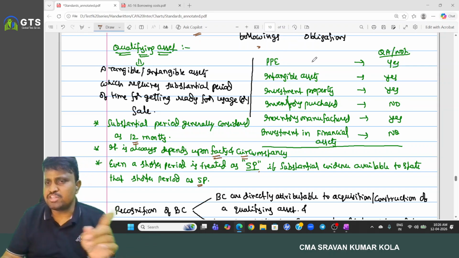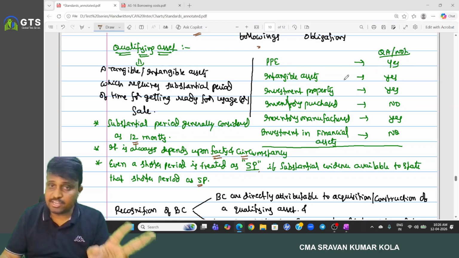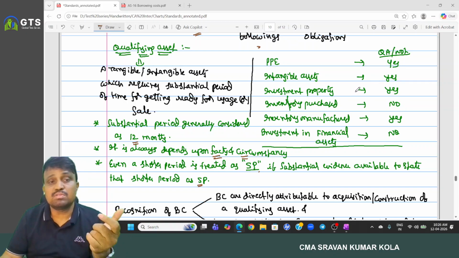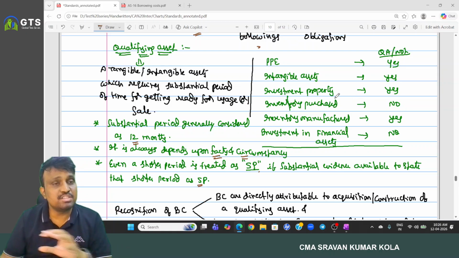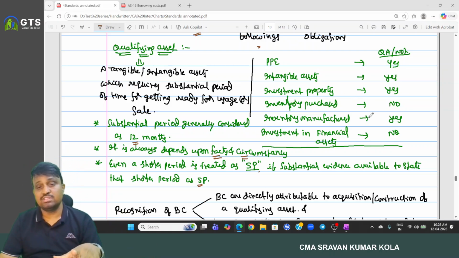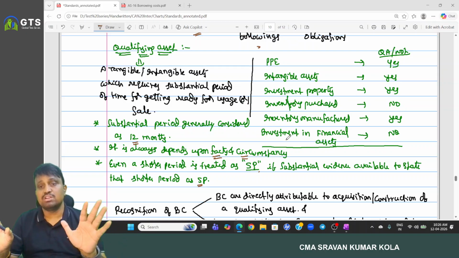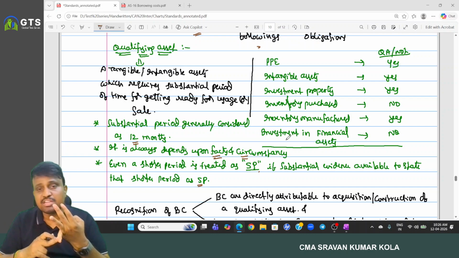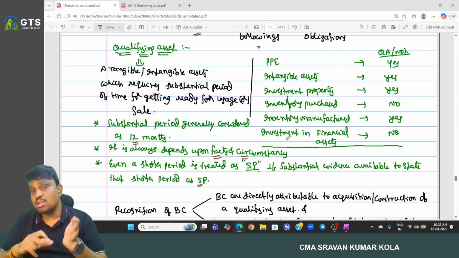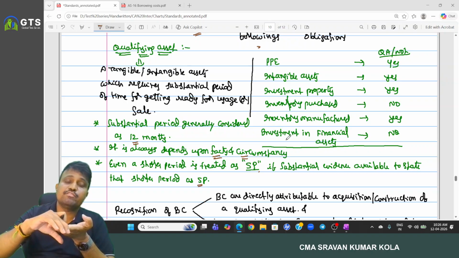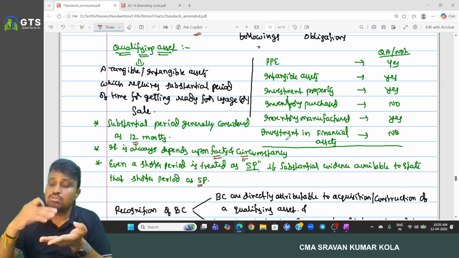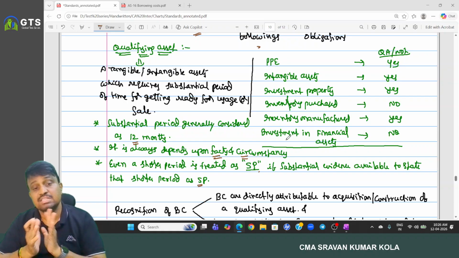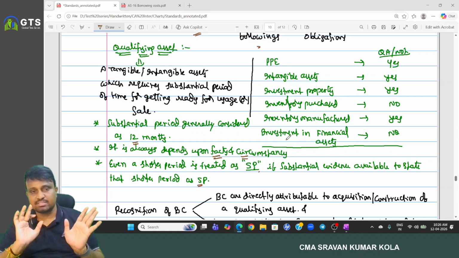Coming to PPE, is PPE treated as a qualifying asset or not? Similarly intangible assets under development and investment property. Investment property is nothing but building and land. Inventory purchased is not a qualifying asset, but inventory manufactured here can be. And investment in financial asset can never be a qualifying asset. For the remaining, even PPE, intangible asset, investment property and inventory manufactured, you need to verify whether they require a substantial period for getting ready for usage or sale. If yes, they are treated as qualifying assets. Otherwise, don't treat them as qualifying assets.